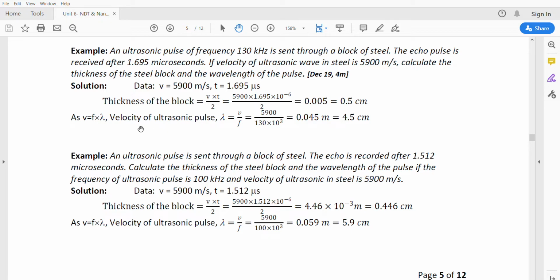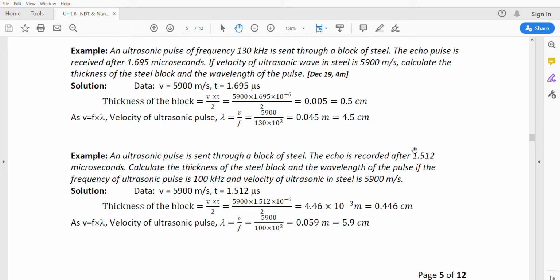From the standard formula, velocity is equal to frequency into wavelength. So from that, wavelength is equal to velocity upon frequency. Velocity is the known value; substitute the velocity here, 5900. The frequency is 130 kilohertz, given. Convert into hertz, that is 130 × 10^3. Substitute all the values, and you get 4.5 centimeters.